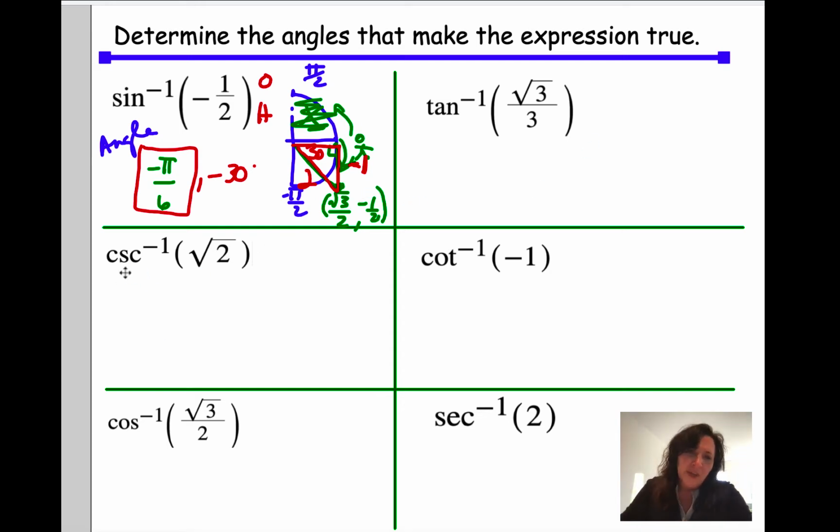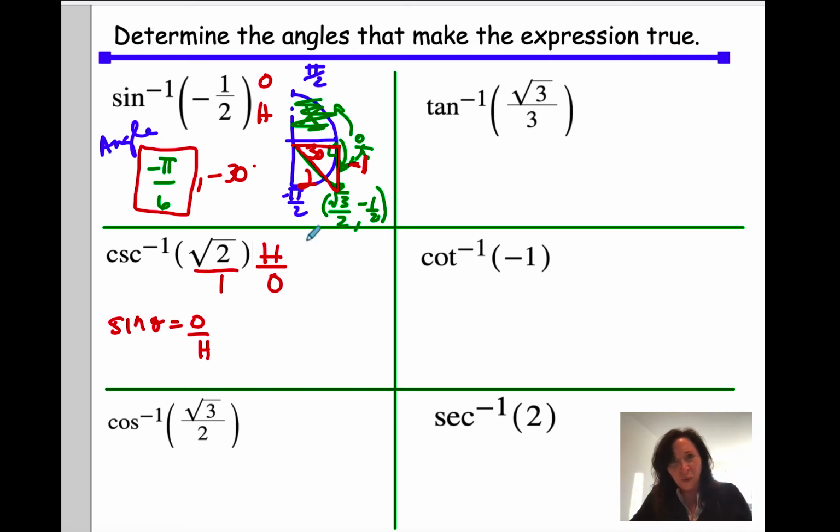For this problem here, cosecant, that is the reciprocal function of sine. So sine of an angle is always going to be opposite over hypotenuse. Therefore, cosecant would then be hypotenuse over opposite. And so this would be √2/1.